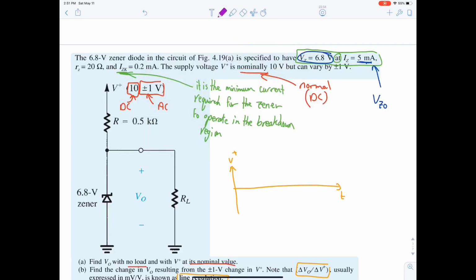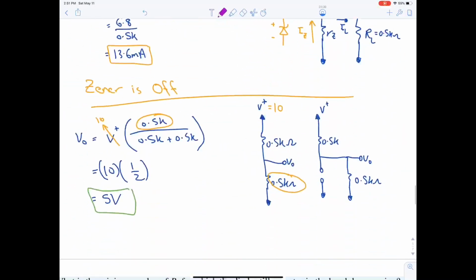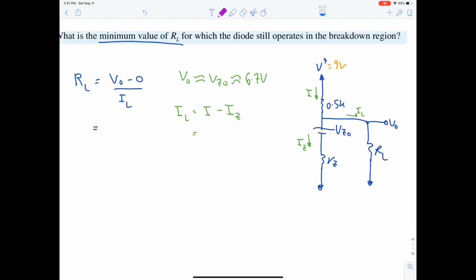The DC is 10, so the offset is 10. Then we need to go 10 plus 1 and 10 minus 1. So here the maximum is 11 and the minimum is 9. Because we are finding the minimum resistance, we need to equate V plus to be 9 volt.